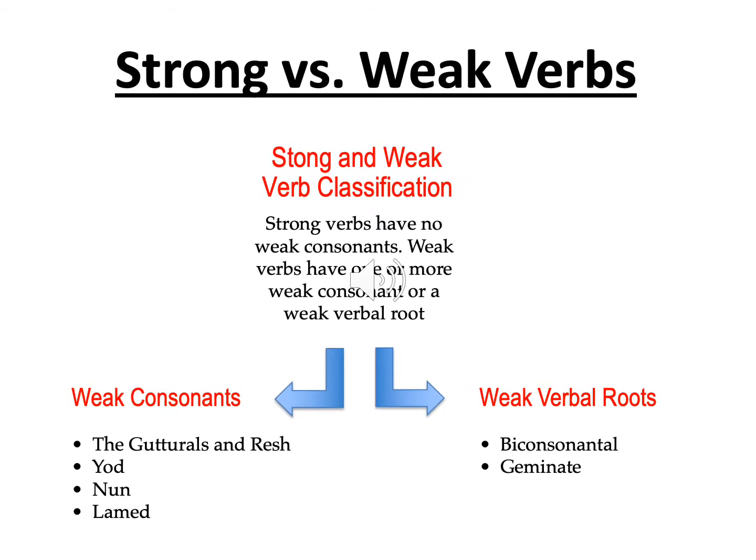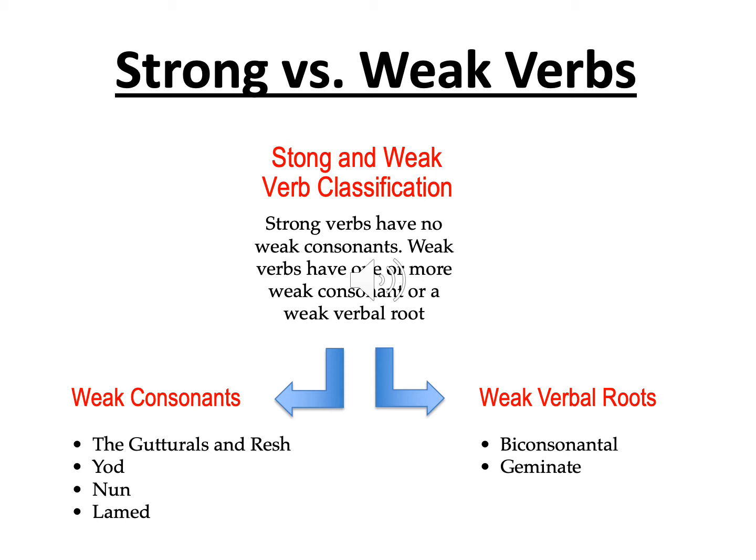All verbs are classified as either strong or weak verbs. This relates to the actual root of the verb. A strong root will maintain all three letters of the root throughout all of its conjugations and inflections in the various stems of the Hebrew verb system.